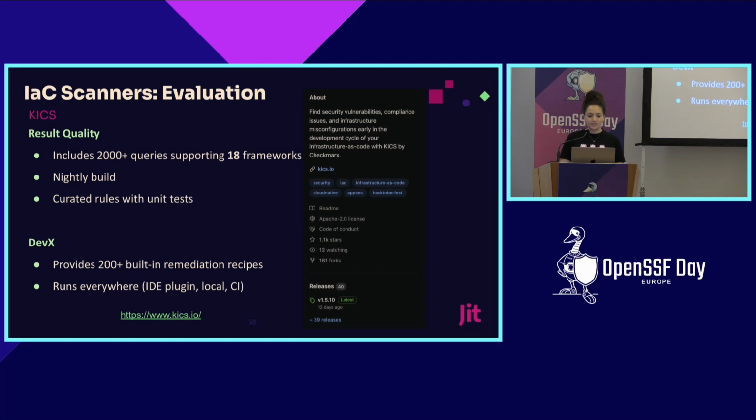Again, let's go over the evaluation. In terms of results quality, it has over 2,000 queries with support of 18 frameworks. This is a lot. All of the rules are covered by unit tests, so this improves the trust that we have in the detection of it. From a DevX perspective, it provides over 200 remediation recipes. Now, this is a huge bonus when it comes to developers. We all know that developers don't like to work hard and don't want to handle security. Guilty. But they must do that in the shift left era that we're in. So providing them with a fix goes a long way for them. And again, you can run it anywhere.